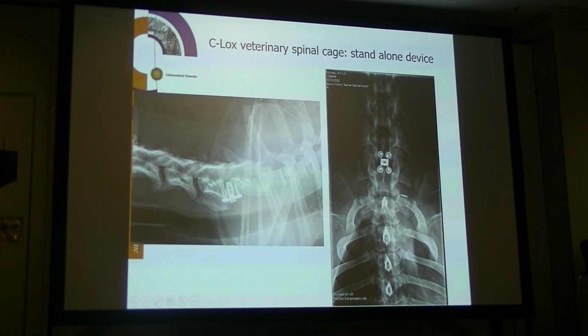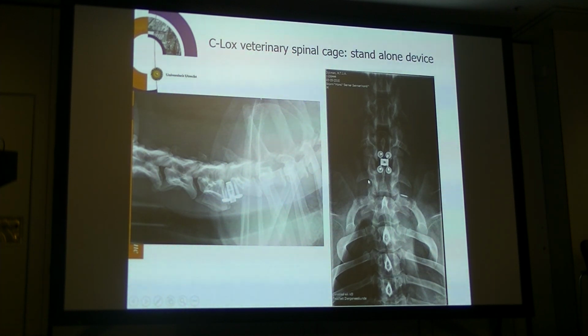So this is an example of the C-locks in a dog with cervical myelopathy. You can see here the cage in the intervertebral disc space, and it's fixed with 4 tiny little screws. When I first saw this concept, I had some doubts about this. Why? Because the screws are quite small, and two, the cage is quite small in comparison to the end plate. And it's not so in this image, but it is so in the other image. If you look at the width of the bone here, and the size of the cage, it's quite small. So this is a stress riser.